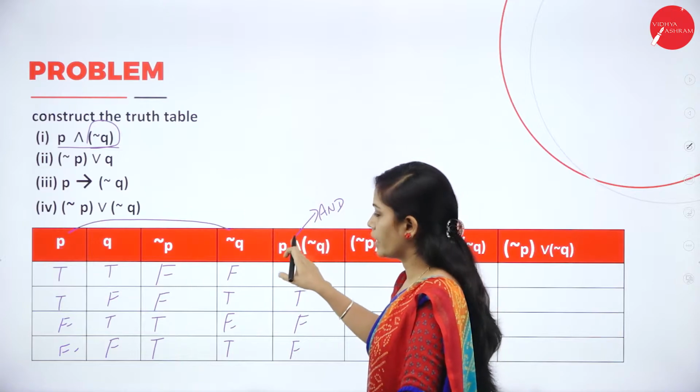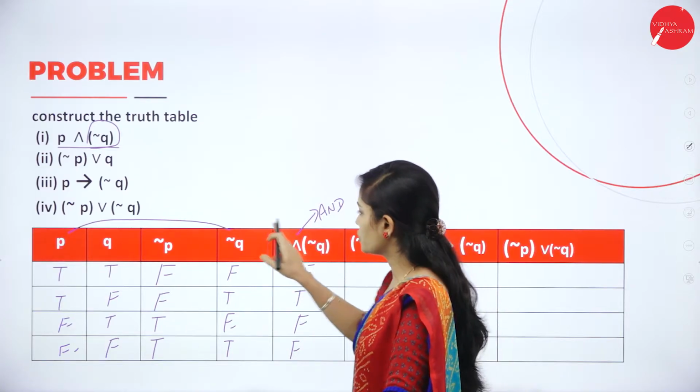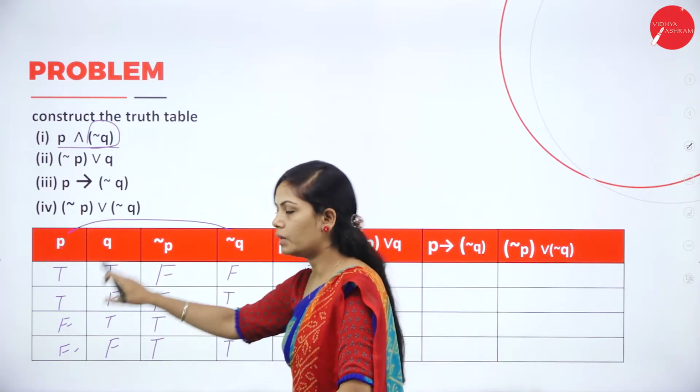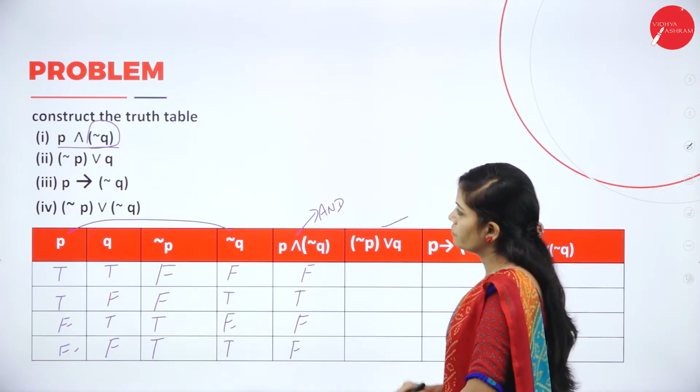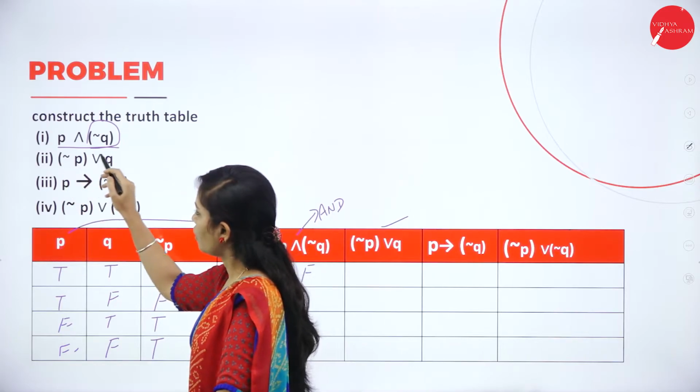So here we have to find P and negation Q. Just consider this P column and negation Q column. And the next one we have is negation P or Q.